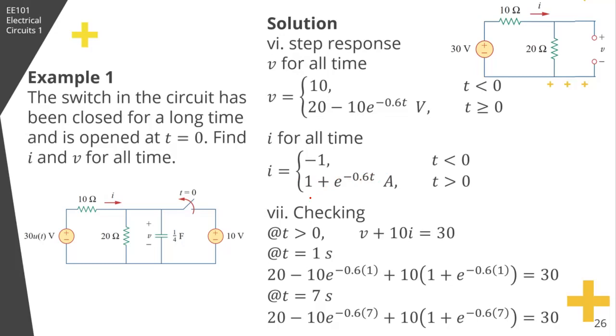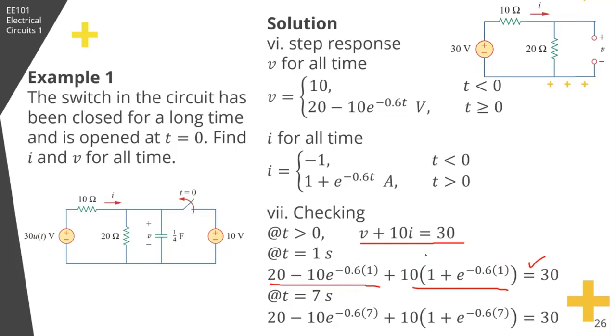So if we are to check our answers, at time greater than 0 this is our circuit. And as you can see, 10I plus V is equal to 30 volts. So you can use this equation to check your answers. At time equal to 1 second, V plus 10I should be equal to 30. And if you input that in your calculator, that's equal to 30.